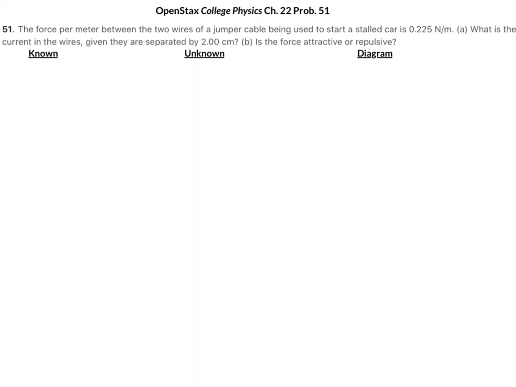So let's write down our knowns and unknowns. We know the force per meter, so that's the force per length, is 0.225 newton per meter. And we know that they're separated by a distance of 2 centimeters. And we're looking for the current in the wires and whether the force is attractive or repulsive. So I'll just say direction of the force.